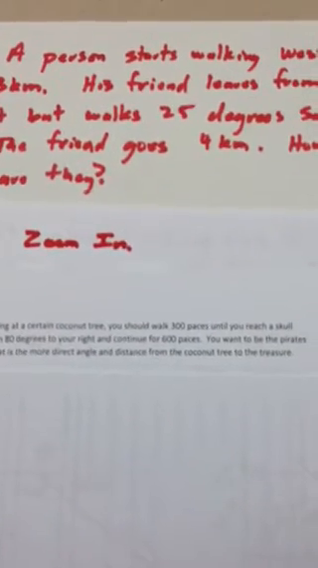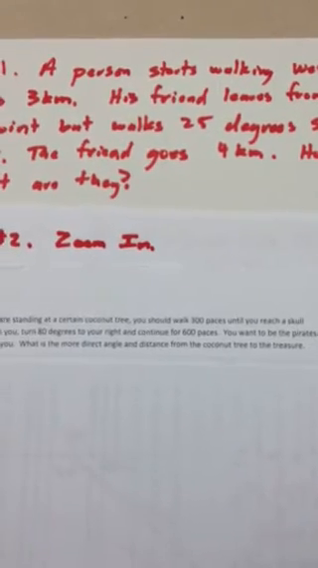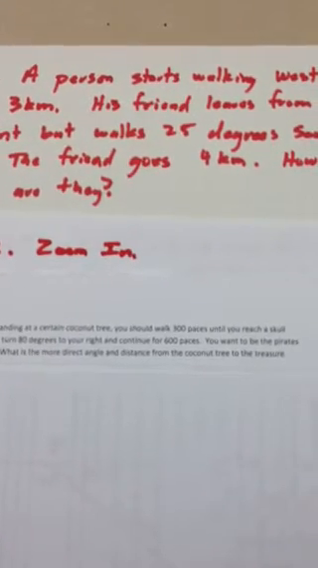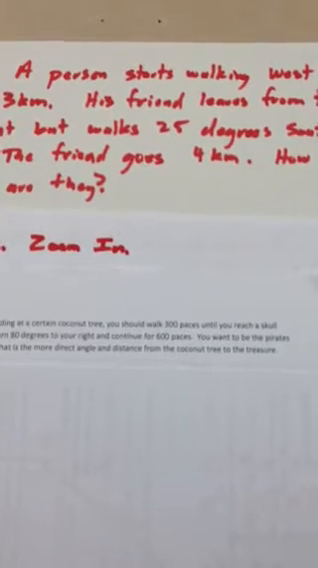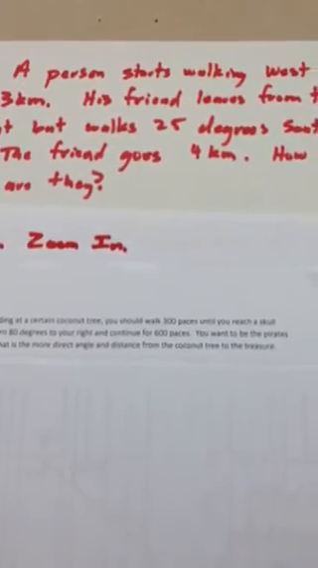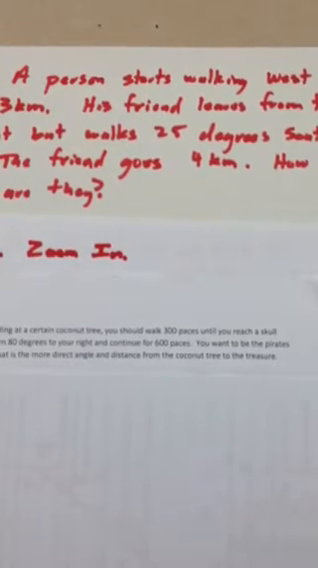A treasure map says if you are standing at a certain coconut tree, you should walk 300 paces until you reach a skull-shaped rock. From the rock, you turn 80 degrees to your right and continue for 600 paces. You want to beat the pirates that have just left you. What is the more direct angle and distance from the coconut tree to the treasure?